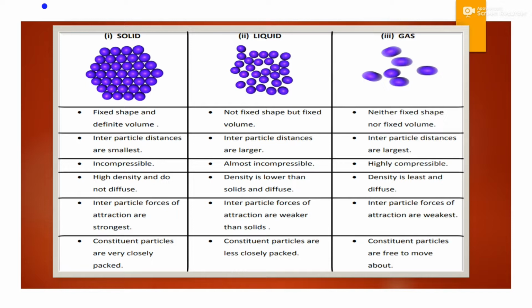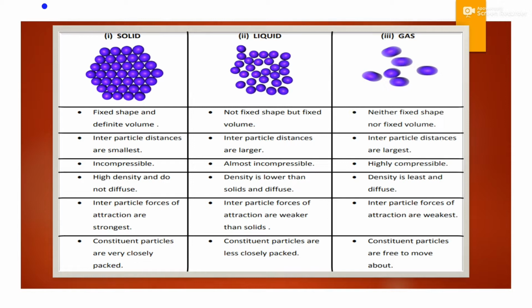Solid is incompressible, which means it cannot be compressed, liquid is almost incompressible, and gas is highly compressible. We can compress the gas. Solid has high density and does not diffuse, but liquid density is lower than solid and it diffuses easily. In case of gas, density is very small, and it diffuses easily.